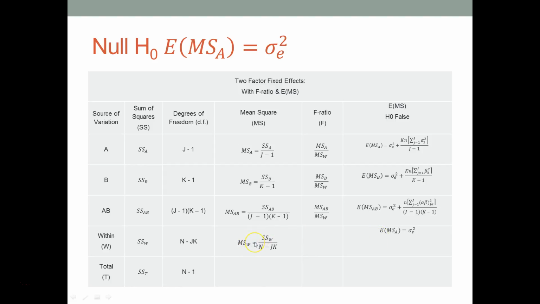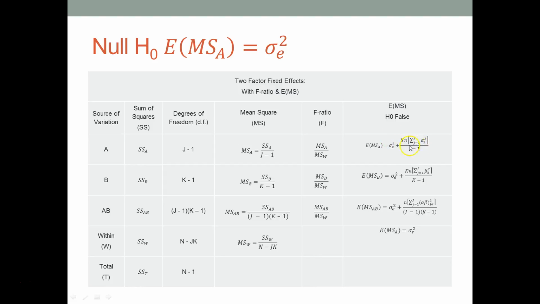We see EMSA. That's the expected mean squares. So we have mean squares, which we know are variance components: how much variation is there due to just being within group. What we expect to find, when the null is true, is that the source of variation is just due to this error term. But what we see in each one of these going down the column is the error term plus some effect.